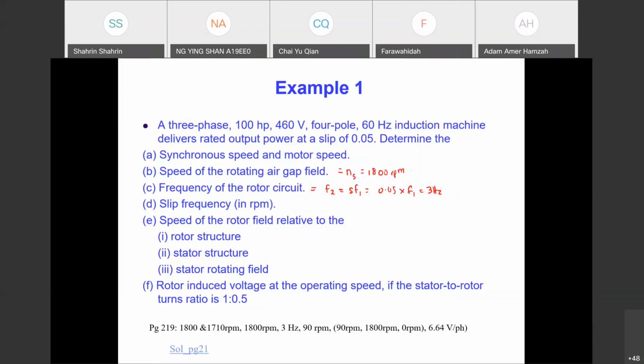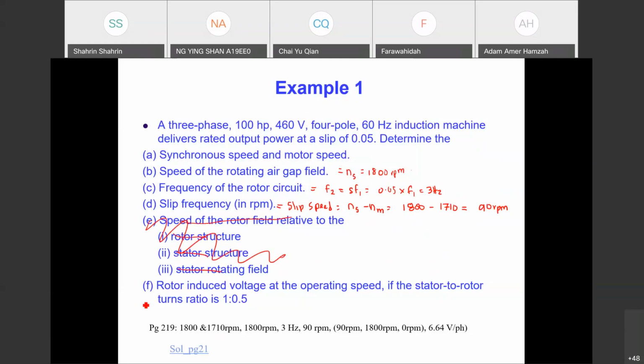And next one is the slip frequency in RPM. So slip frequency in RPM meaning that it is slip speed actually, which is ns minus nm. Okay, so 1,800 RPM minus 1710. So this one is actually 90 RPM. Okay, so this one, we just ignore this one.